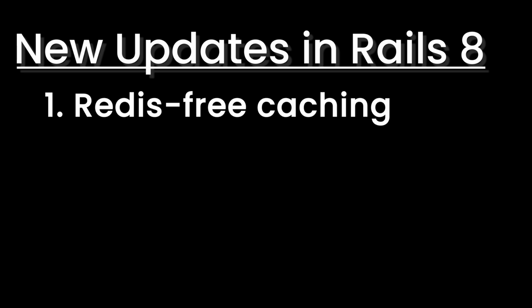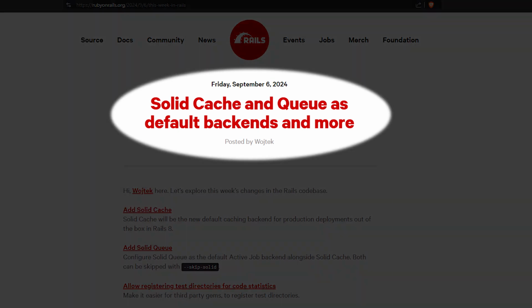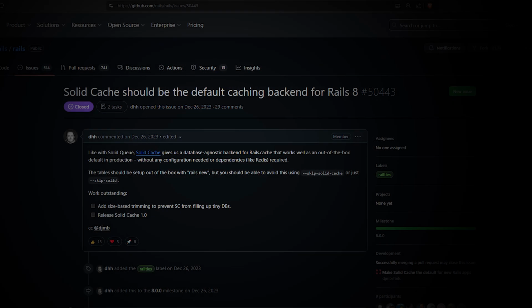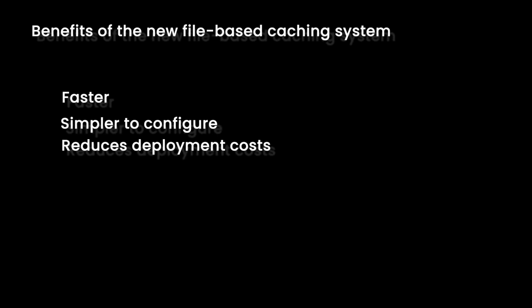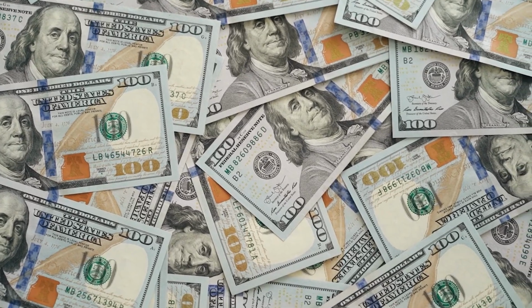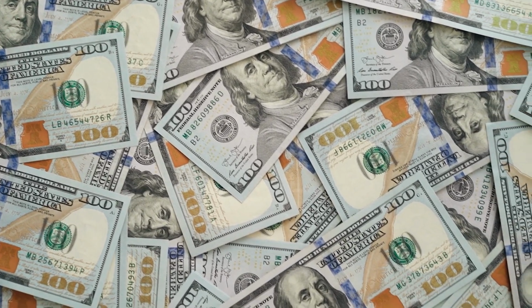The first one is Redis-free caching. Rails 8 has completely reimagined how caching works. You no longer need Redis for caching by default, thanks to the new built-in file-based caching system. It's faster, simpler to configure, and reduces deployment costs. This change makes Rails apps that would need Redis cheaper to deploy, which is extremely important.